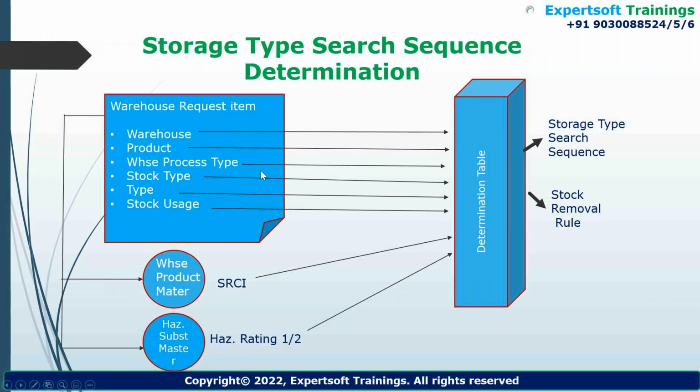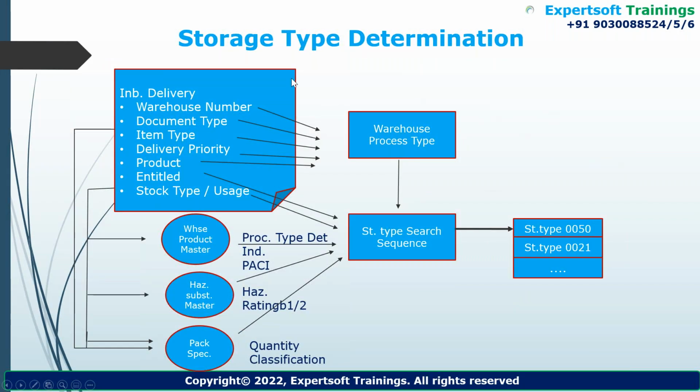So this was the slide which I was discussing in our demonstration, like how the warehouse process type is getting determined. In your delivery, you have warehouse number, your product, warehouse process type, and stock type. Based on this, from your product master the system will take that indicator and go to the configuration where we have set up the template to determine our warehouse process type, and from there the system will pick the suitable warehouse process type for your delivery. Similar to that, storage type will get determined.